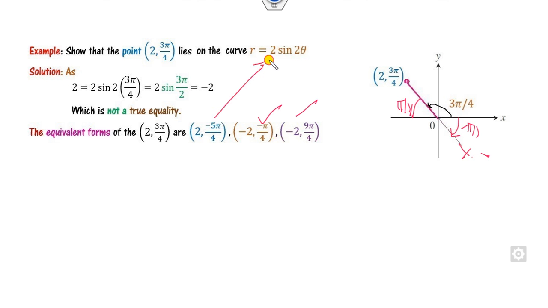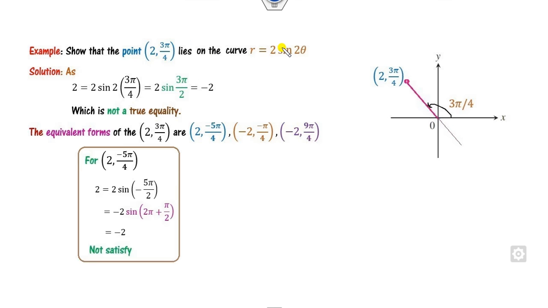Now check one by one whether this is satisfied. If any one of them is satisfied, then you can say it lies on the curve. If none of them is satisfied, we can say it does not lie on the curve. So you can see the first point, 2 pi by 5 pi by 2. How can you do that? I can write it as the sine of a negative angle. So 2 pi plus pi by 4 is minus 2, which is not satisfied.